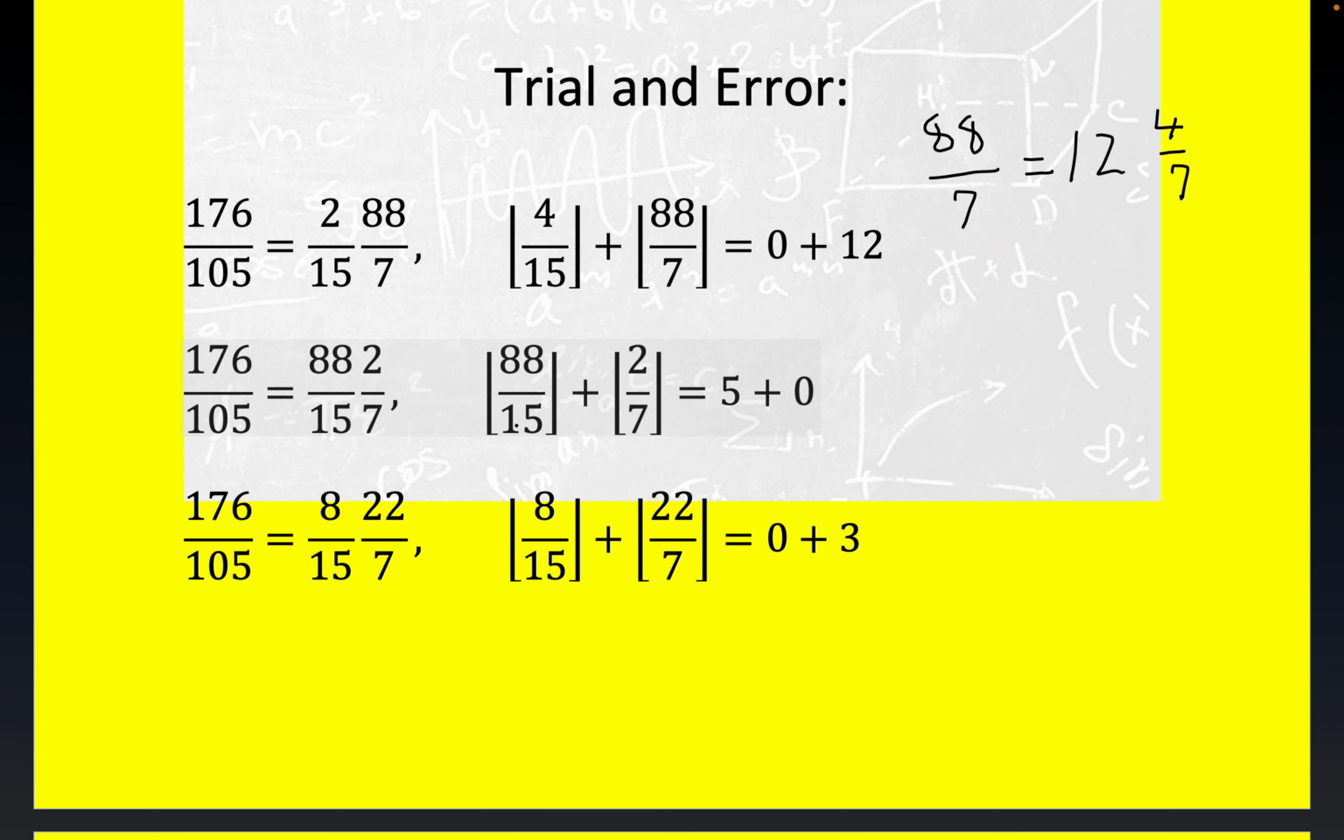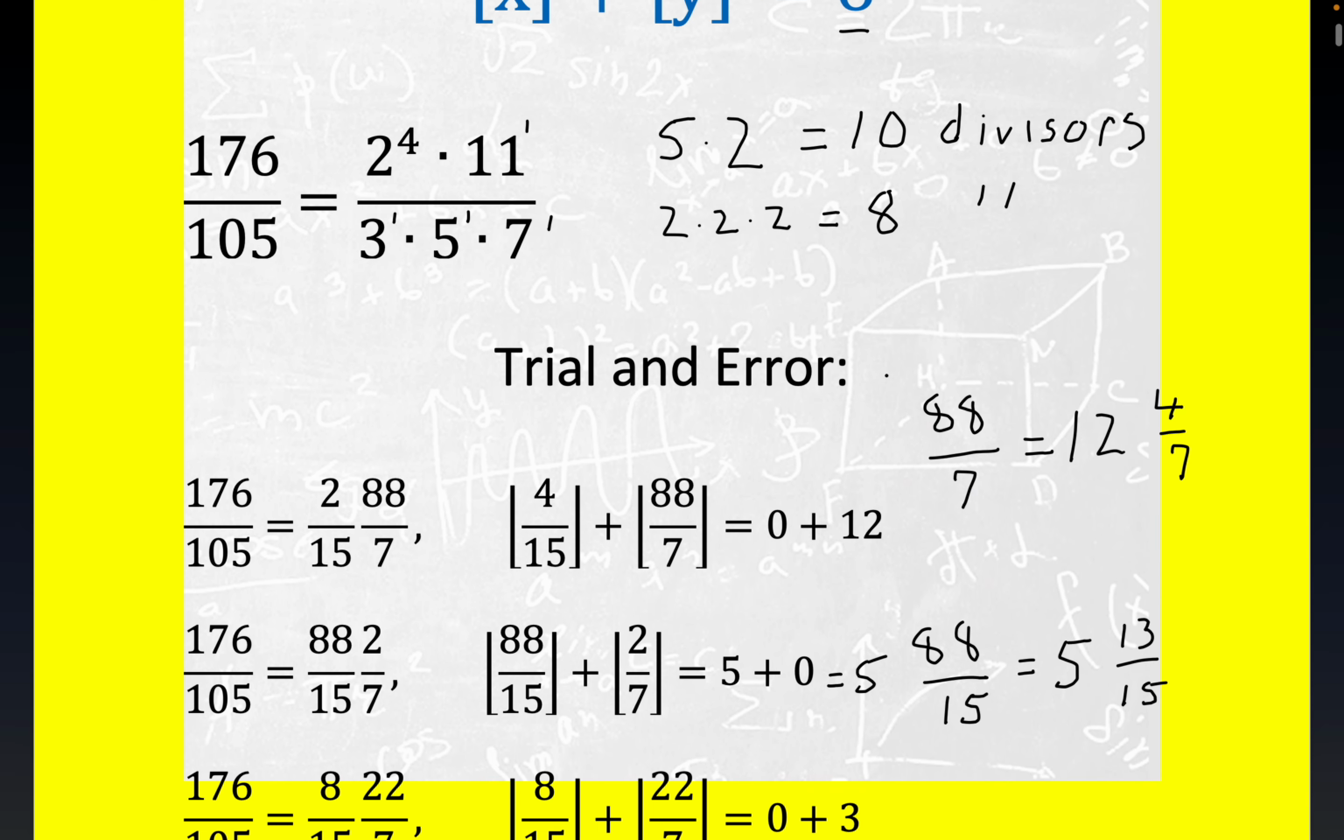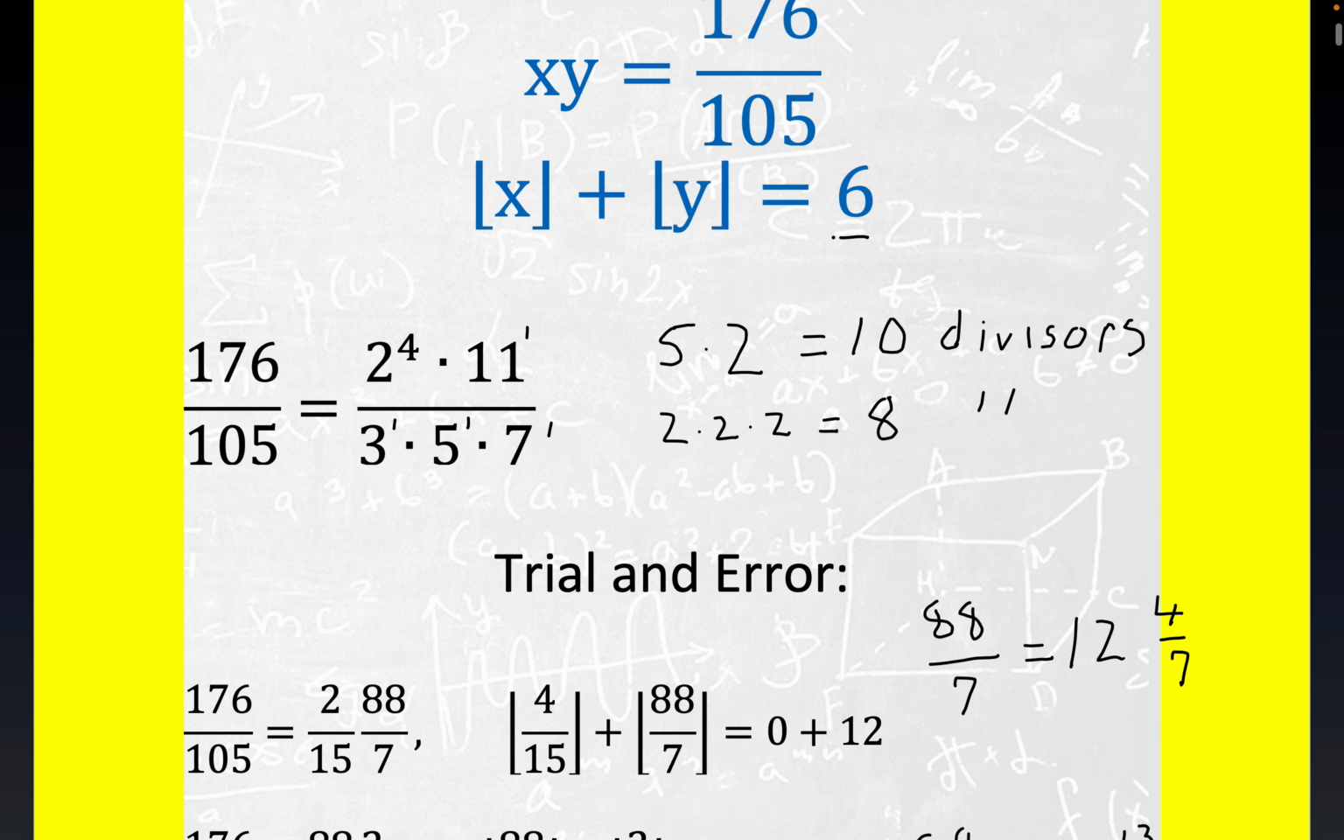And I had to double check this 88 over 15. 88 over 15 is equal to 5 and 13/15, because 5 times 15 is 75, and 75 and 13 is 88. So again, we were sort of close here, but we needed 6. We needed the sum of the floors to be 6, okay?